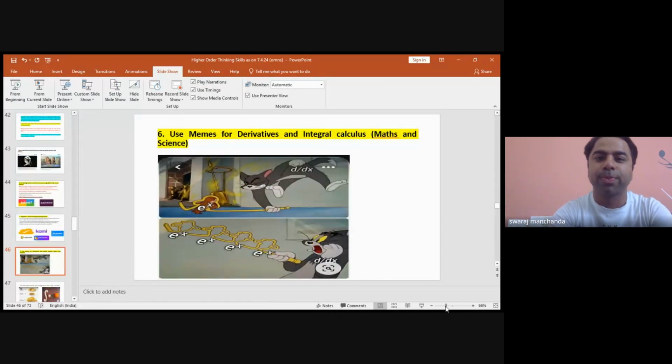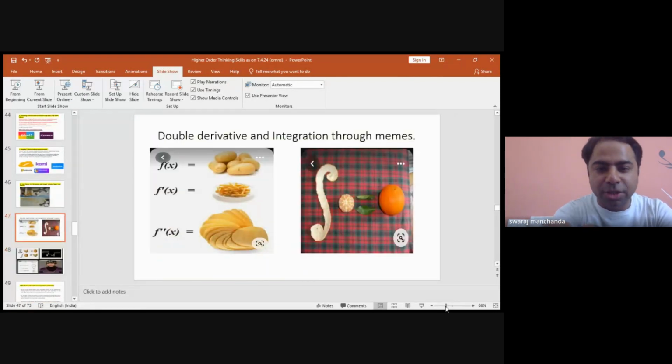See, this is a cartoon. This is depicting that however much you differentiate e^x with respect to x, it will remain the same. First order, second order, third order, fourth order, you take any derivative, e^x का कुछ नहीं बिगड़ेगा. If the original potato is the function, then the derivative is the fries, and the double derivative is the chips extracted from the fries. Your real life is full of maths.